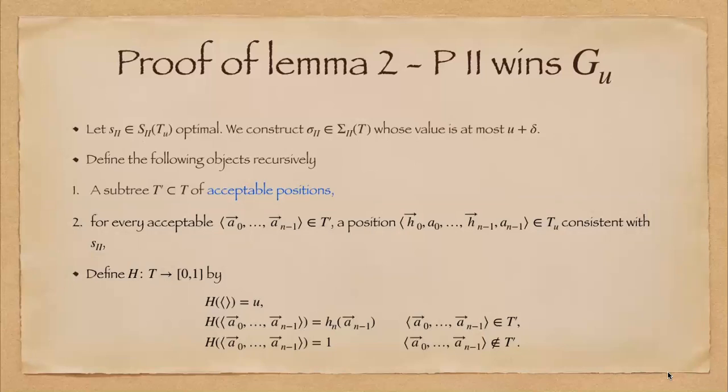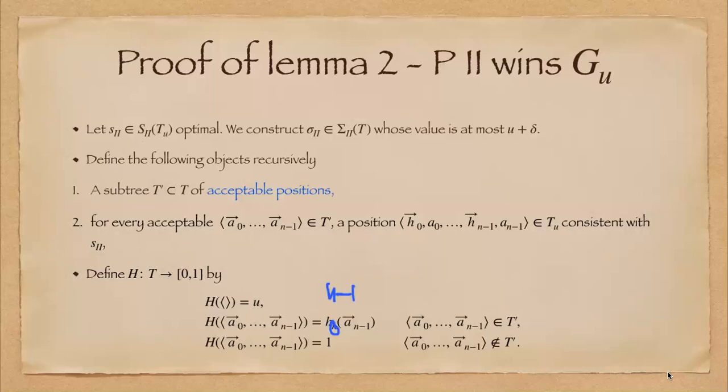So in the beginning, for the empty history, it's going to be u, and at any consistent position, I'm going to use the little h's in order to define. So I have here another typo. Let me correct. Okay, so here it should be n minus 1. H of n minus 1 of an minus 1.